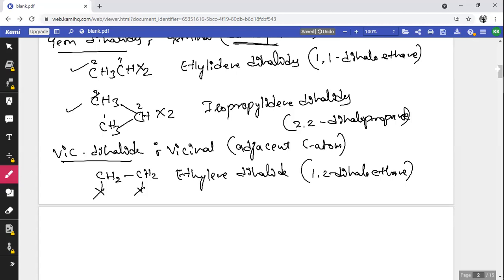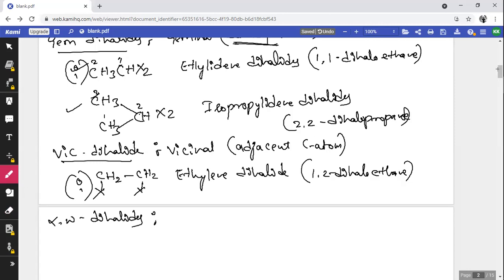And now we can get some idea: vicinal as well as geminal dihalides are position isomers, which have the same molecular formula, but the position of the functional group or substituent group varies. If you consider the first example in geminal dihalide and this example in vicinal dihalide, both have the C2H4X2 formula, so we can consider them as position isomers. Then the third type, that is alpha omega dihalides.